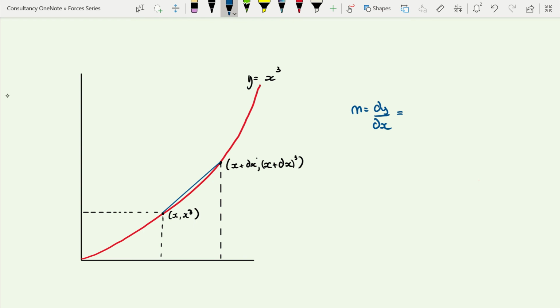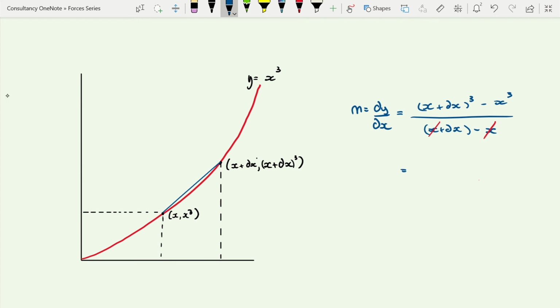So this time our y coordinates are going to be x cubed and (x plus dx) cubed, but otherwise you can see our setup is pretty much the same. So let's do it. We're going to do (x plus dx) cubed minus x cubed, all over (x plus dx) minus x. So you can see straight away we're going to get the same thing happening here. And what we're going to do, just like before, is multiply them out.